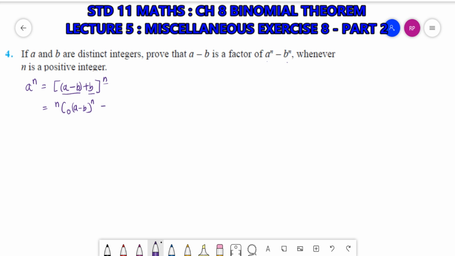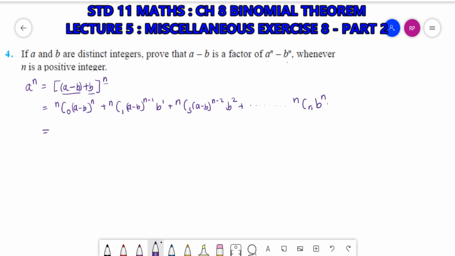b raised to 0, so that will be 1, plus nC1, a minus b raised to n minus 1, b raised to 1, plus nC2, a minus b raised to n minus 2, b square, plus dot dot dot, and the final will be nCn, a minus b raised to 0, so no need to write it down, it will be 1 into b raised to n. Okay, so this is our first step.